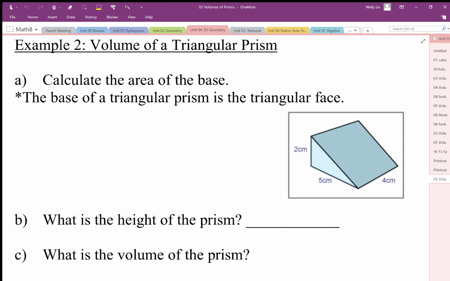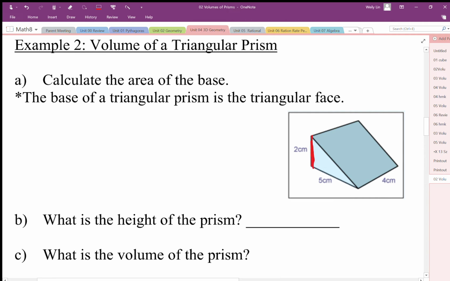So let's take a look at the volume of a triangular prism. Whether it's a triangular prism or a rectangular prism, it's still the same idea. If we can find the area and slice it so that every slice has the same area, then we can still use our area times thickness formula.